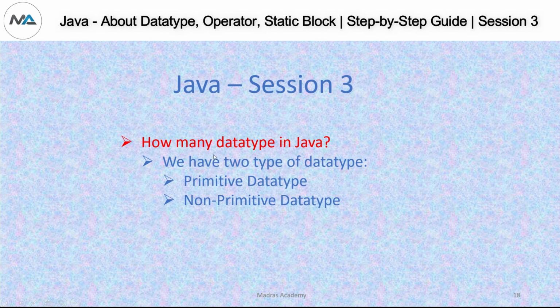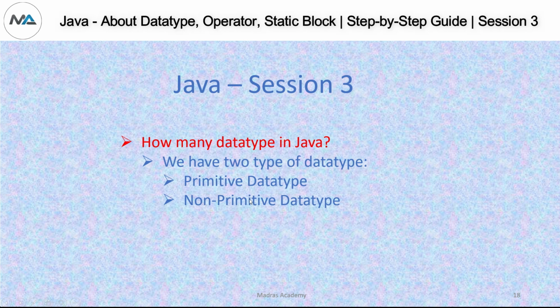How to declare the variable? Without data type, we are not supposed to declare the variable in Java. So how to declare the variable using data type, we'll see. Before that, how many data types do we have in Java? We have two types of data type: one is primitive data type and another one is non-primitive data type.